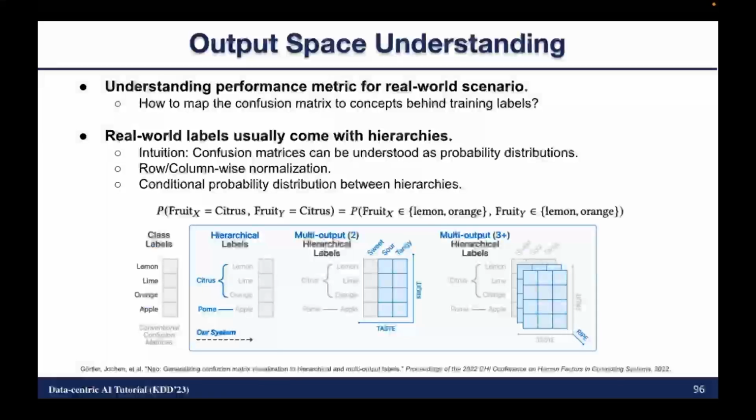And with that, if a label has some hierarchies, for example, in the very beginning we have classes like lemon, lime, orange, or apple, but lemon, lime, and orange actually belong to the citrus, and apple belongs to the pome. Then in this way, we'll be able to use the original probability distribution to make another conditional probability distribution between the hierarchies. So we'll be able to extend the original confusion matrix into more ways to visualize the performance matrix from different hierarchies.